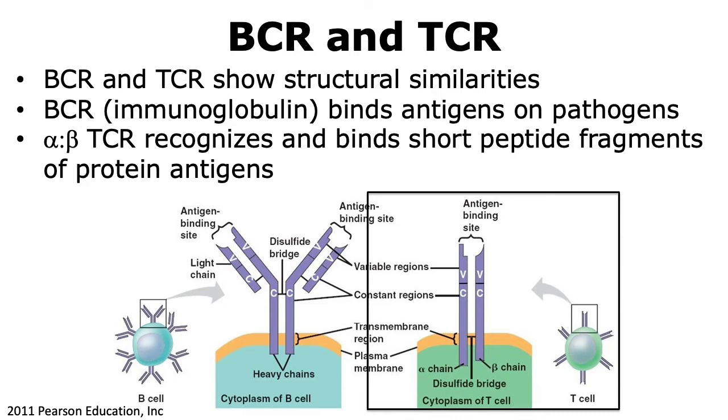The T cell receptor, on the other hand, is present on T lymphocytes, and it recognizes and binds to short peptide fragments that come from protein antigens. So it's important to note that the B cell receptor can recognize antigens that don't necessarily have to be proteins. However, the T cell receptor recognizes and binds only to parts of protein antigens.